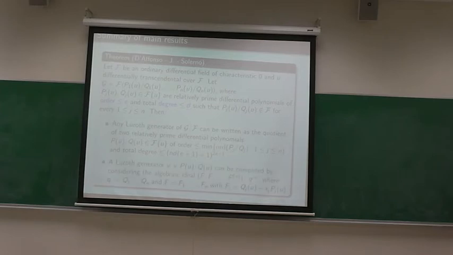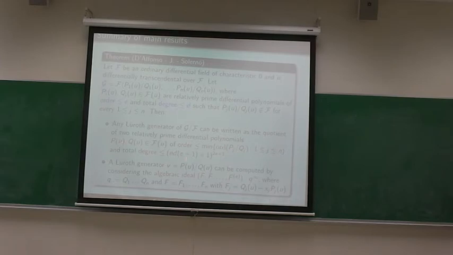So, summarizing, here are our results. We have an ordinary differential field U, which is differentially transcendental over S. We have an intermediate field between S and the differential fractions in U, given by a finite number of generators, each of them given by relatively prime differential polynomials of order bounded by E and degrees bounded by D. So any Lüroth generator of the extension can be written as a quotient of two relatively prime differential polynomials of order bounded by the minimum order of the given ones and degrees bounded by this number.